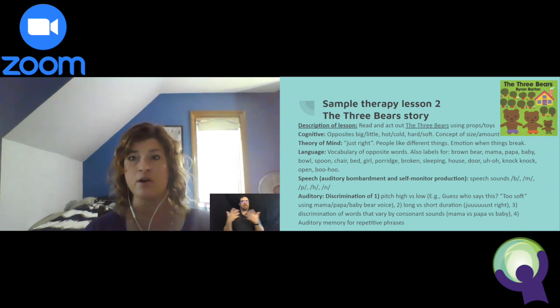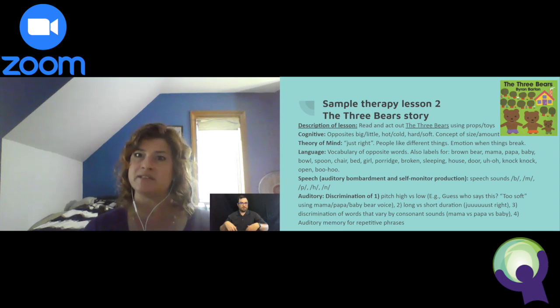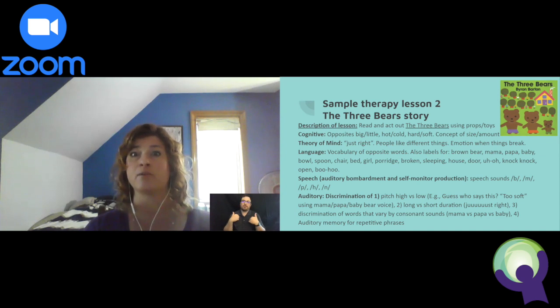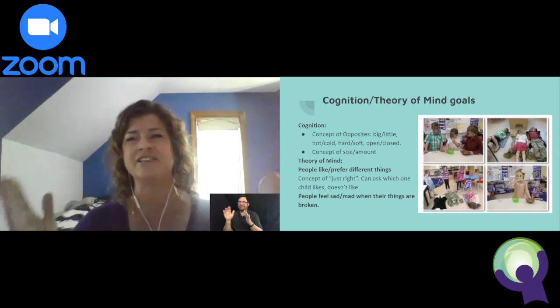And language, we have lots of language within the story. We've got labels for all the characters and the items that get broken or slept on or whatever. But we also have opposites within the story. So language, now we're thinking, which also could be considered that's up in the cognitive concept. Now we have the vocabulary of those opposite words. We have speech sounds. Again, we're sticking with our earlier developing speech sounds, but now we're expecting it in phrases. And we are going to be working on pitch and duration. And I just said that I wasn't going to do that because I'm breaking it down. So let's go on to each slide.